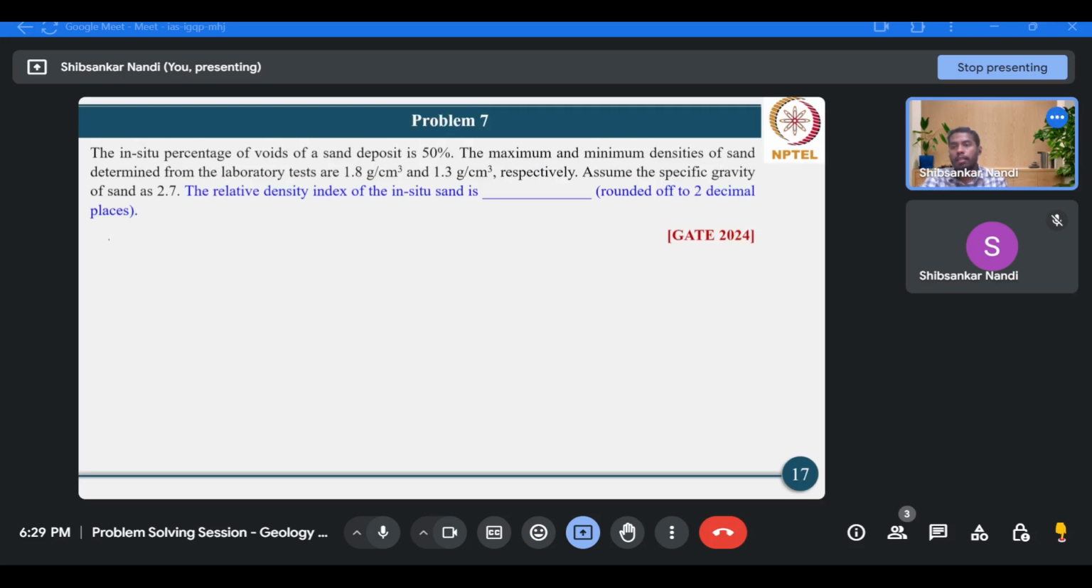Now what is relative density index? The relative density index, RD, we can calculate from this equation: e max minus e divided by e max minus e min. Now void ratios are not given corresponding to the loosest and densest and the natural state of a soil. Rather, the densities are given. So we can determine the void ratios from the given data, or rather, we can convert this equation into terms of densities. That will be much more convenient for us.